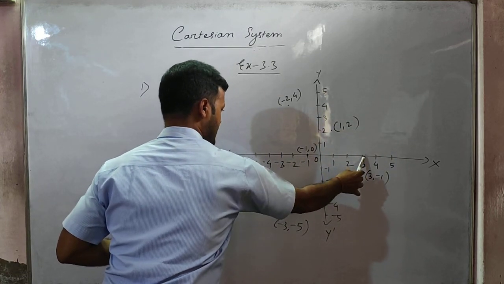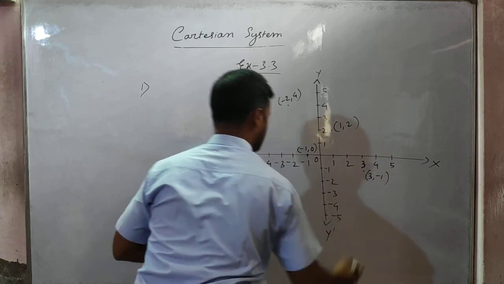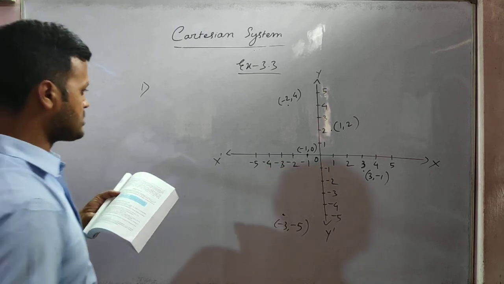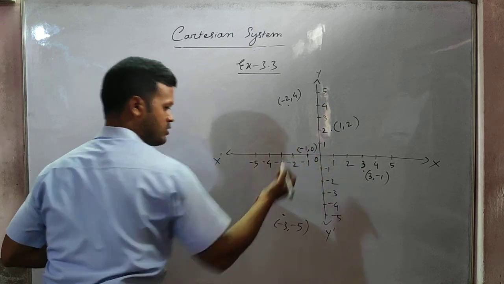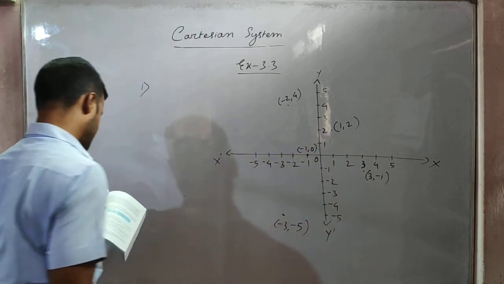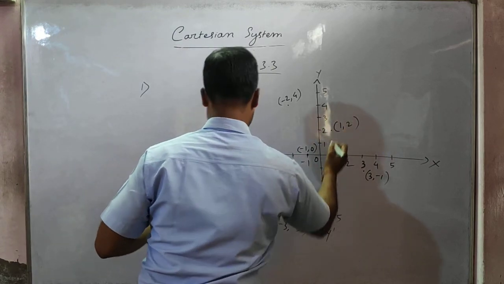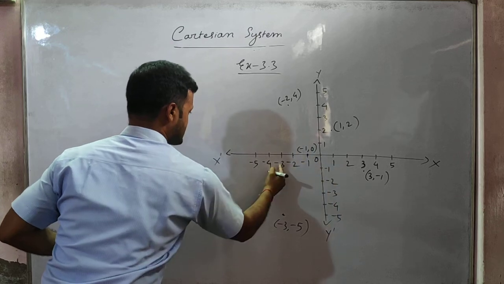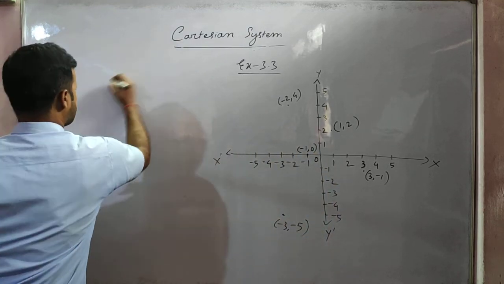1, 2, 3, and then -1 here. Then the next point is (-1, 0). Here y is 0, so it will lie on the x-axis. And then (1, 2). And then the next one is (-3, -5). From here let us start. You will write the answer like this.